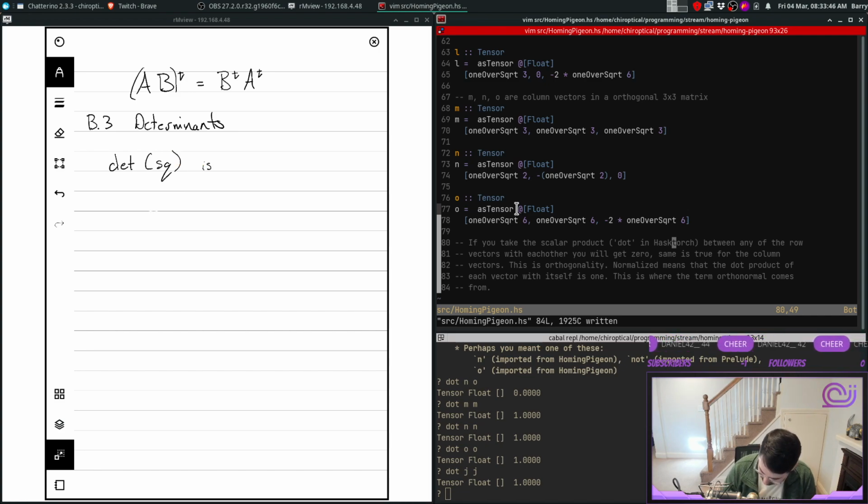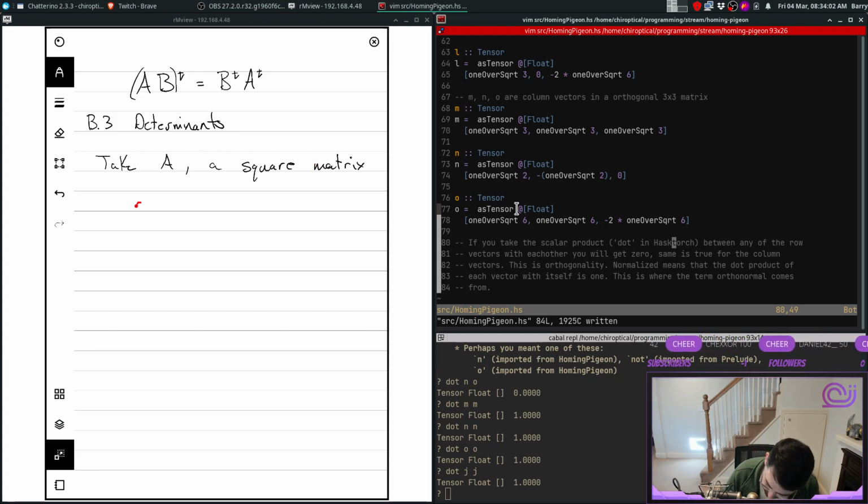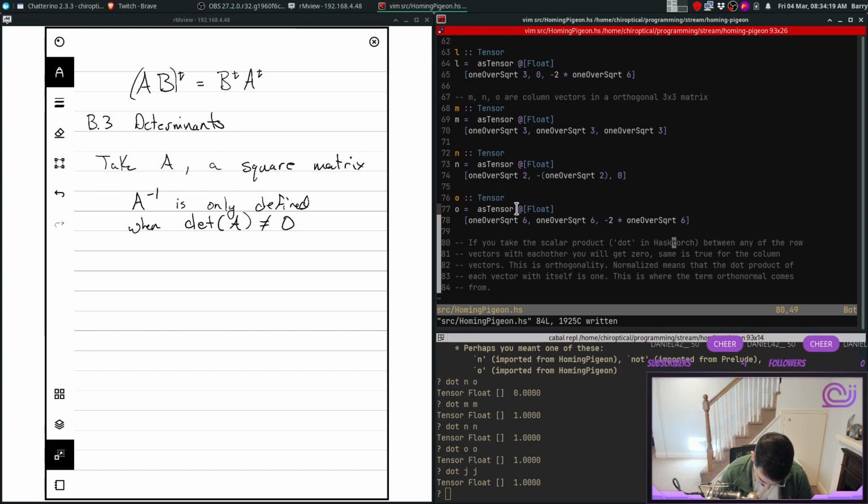Sorry, let me rewrite this. Take a square matrix. A to the negative 1 is only defined when determinant A is not 0. Okay.